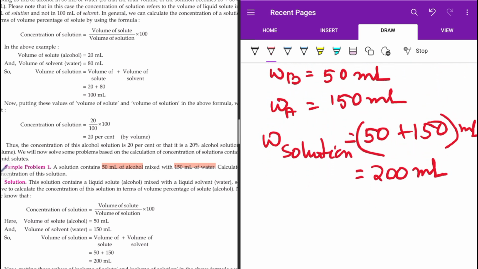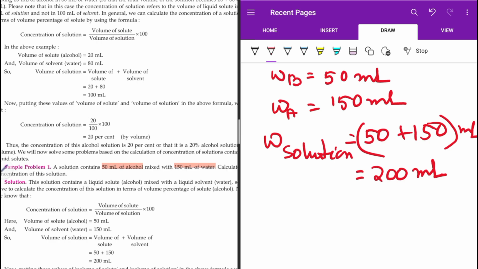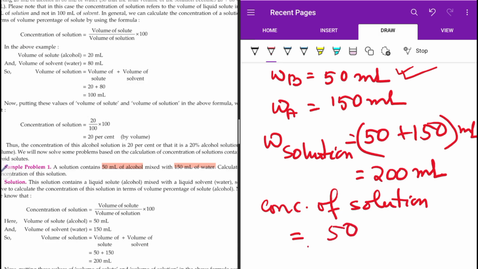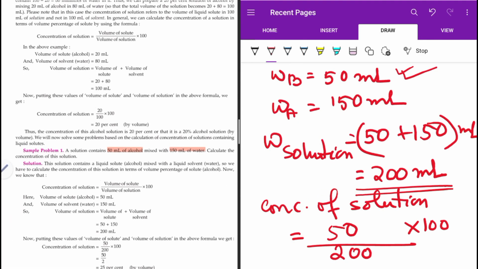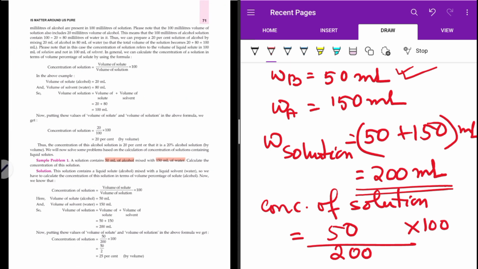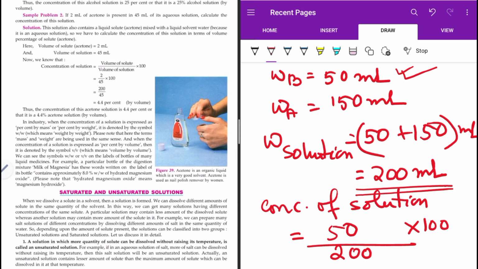So what is the concentration of the solution? Since both are in the liquid phase, we will say concentration of solution will be equal to the volume of the solute, which is equal to 50, divided by total volume of the solution, which is equal to 200, of course into 100, because it is expressed in percentage. So this is it. Let's see the next.